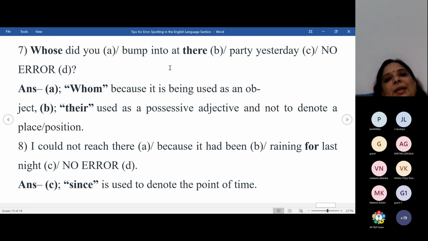Whose did you bump in at their party yesterday? Is it correct? Did you bump? No, you bumped into somebody at the party there. Okay, at their party, whose party? Their party. The "there" is also wrong and "whose" is also wrong, right?